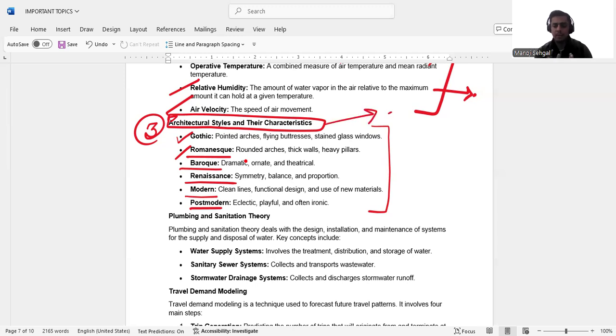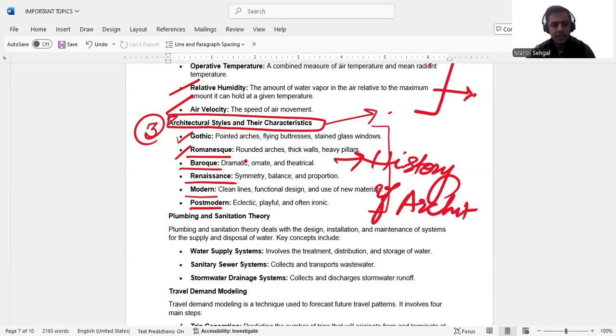And as far as the GATE architecture and planning exam is concerned, very direct questions have been asked previously, which were based upon the characteristics of various architectural styles that have appeared over a period of time, and which also enhance our basic understanding of the history of architecture.